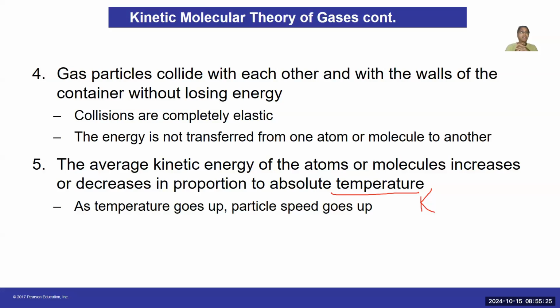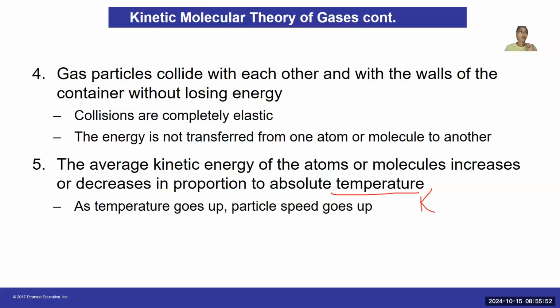And we use that because the absolute temperature is related to the average velocity of the gas particles. And the velocity is directly related to the kinetic energy. Celsius is not related to the velocity. And so what we know is that the smaller the gas particles, the faster they can move. The larger the gas particles, the slower they move, right?